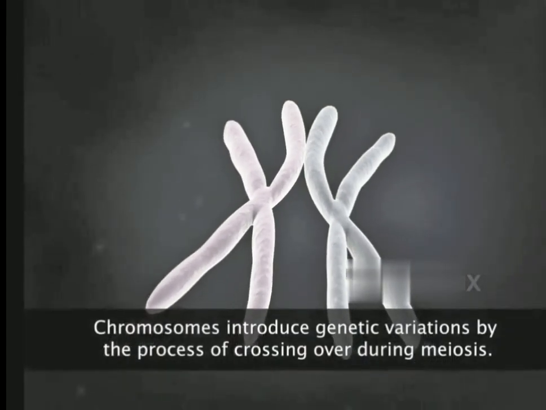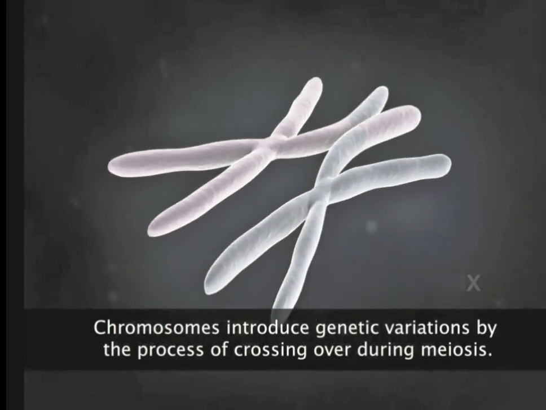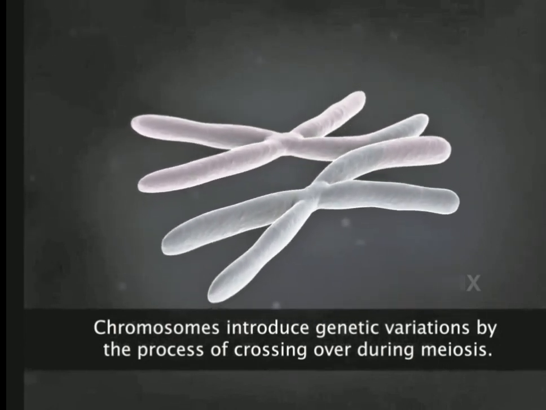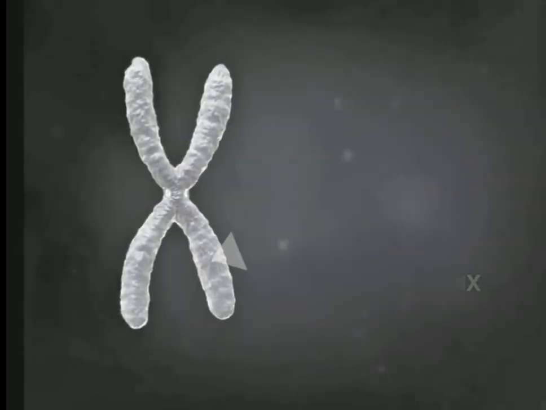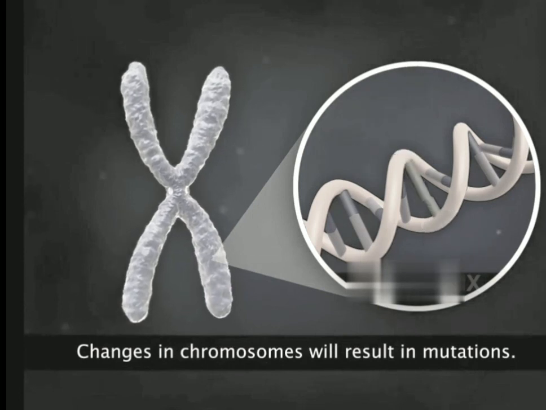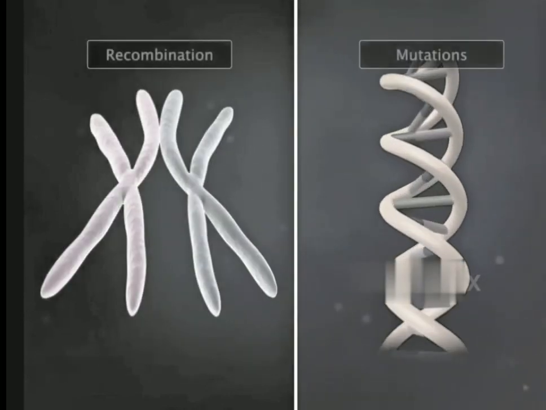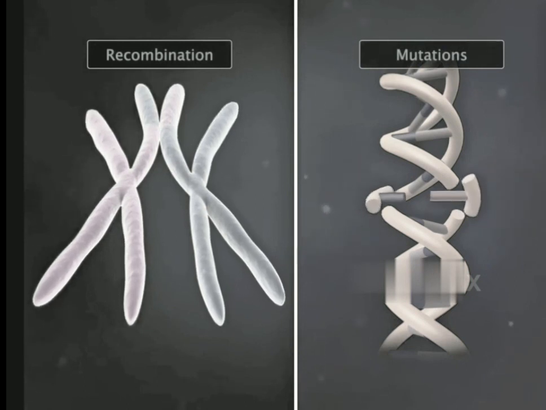Recombination of genes in chromosomes is due to the process of crossing over. This leads to genetic variation. Changes in chromosomes will result in mutations. Mutations and recombination produce genetic variations that make evolution possible.